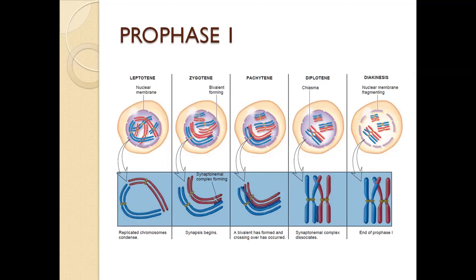Diakinesis is called moving through. In this case, the homologous chromosomes continue to separate, and the chiasmata move to the ends of the chromosomes, and prophase 1 ends here. The chromosomes now recondense, the transcription stops, and the transition to metaphase occurs.